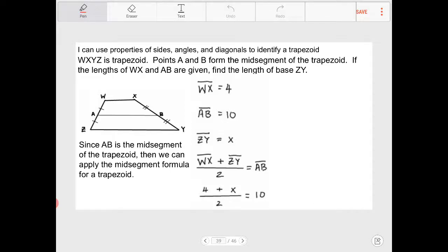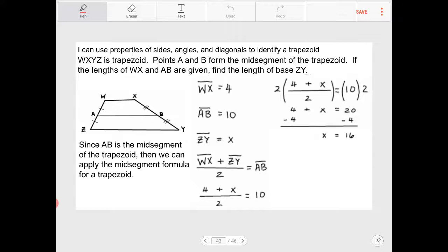4 plus X divided by 2 is equal to 10. Cross multiply both sides, so I end up with 4 plus X is equal to 20. Subtract 4 from both sides. X will equal 16. So in other words, ZY is equal to 16.